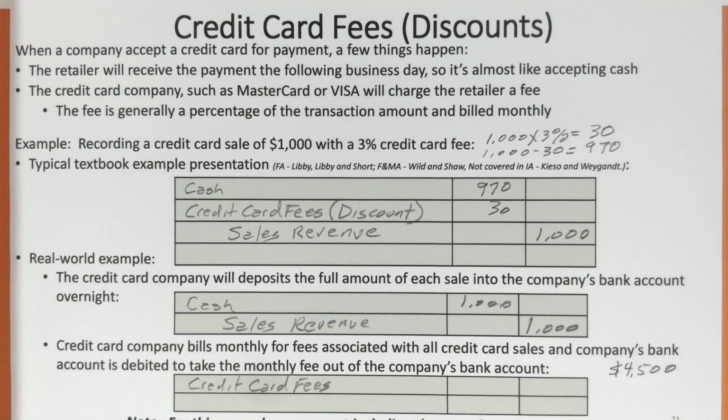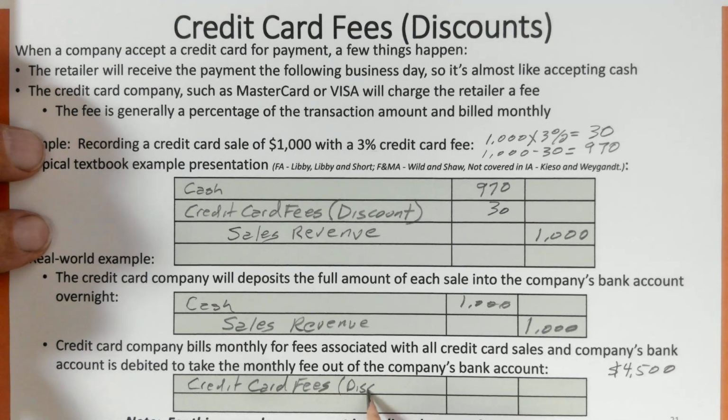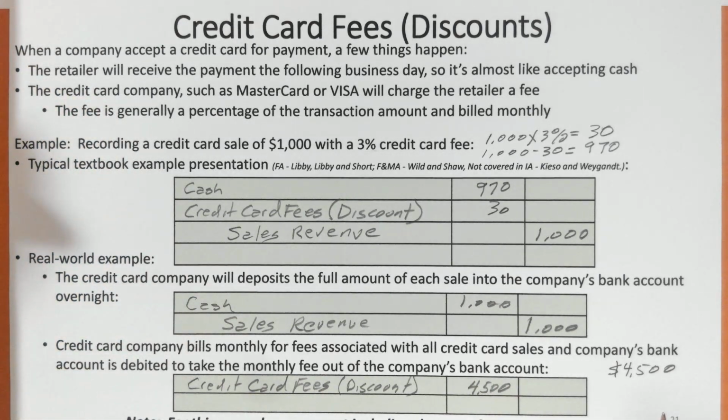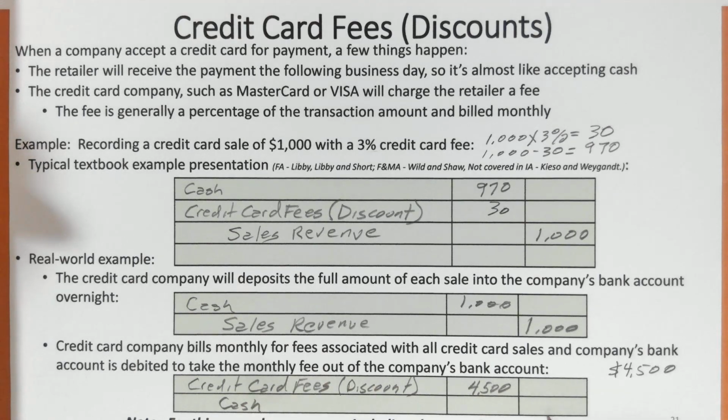It's a reduction in sales to arrive at net sales. And then sometimes this is called discounts, or discount, and that's the $4,500 for all of the credit card sales for the whole month, and then they will take this out of our bank account, so we're going to credit cash for the same amount, $4,500.